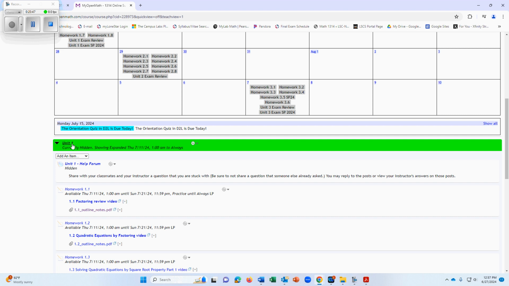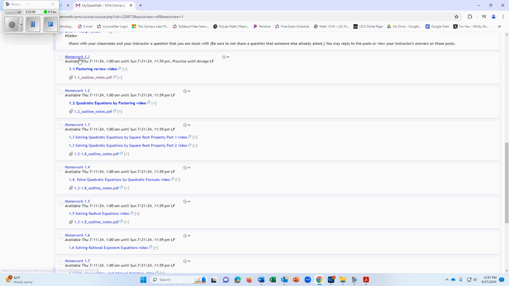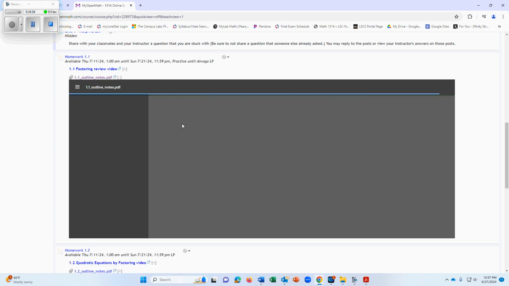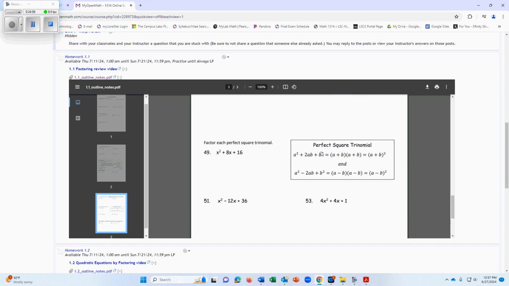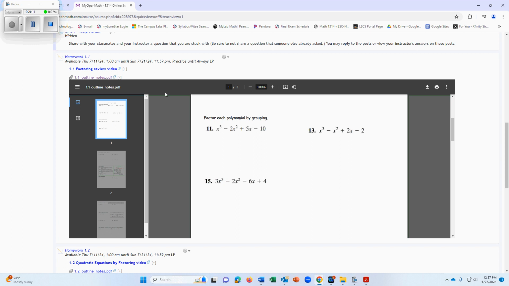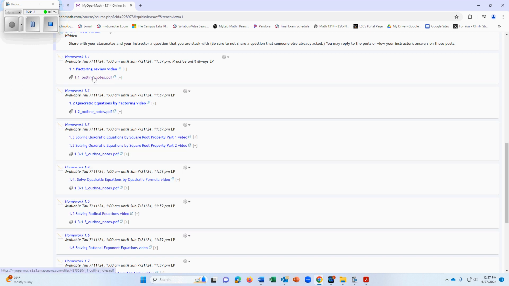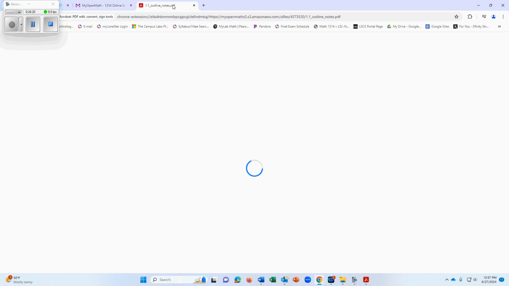And here's unit 1. Here are your homework assignments. For every homework assignment, we have videos, and then I also have outline notes for those videos. You don't have to print them out, but if you want to, you could. So right here, here's the factoring review. If you wanted to print that out, you could. Once again, you don't have to. If I click on it, it will actually open the notes. I think it might open in this page, though. Okay, no, it did a separate one right here.